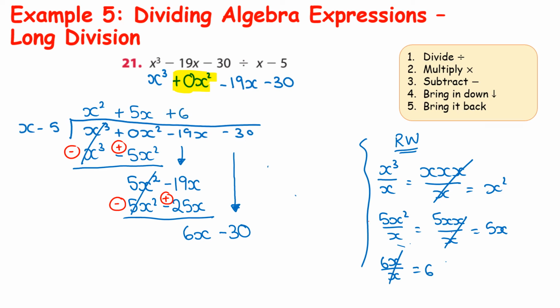plus 6. 6 by x is 6x. 6 by minus 5 is minus 30. Divide, multiply, and then subtract. We're left with no remainder.